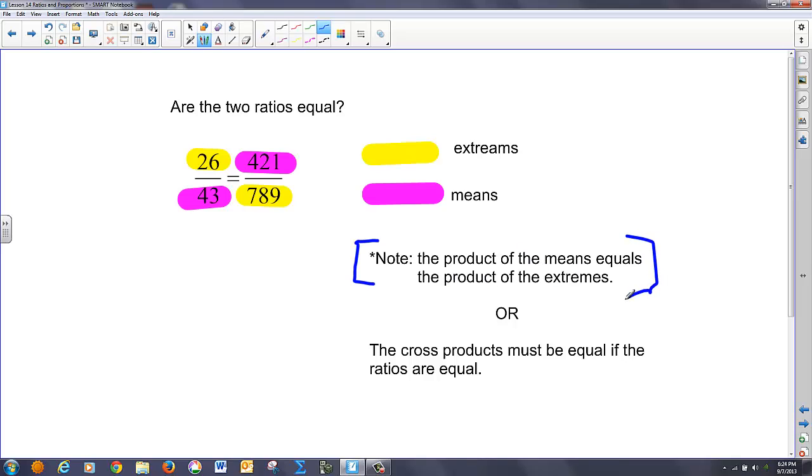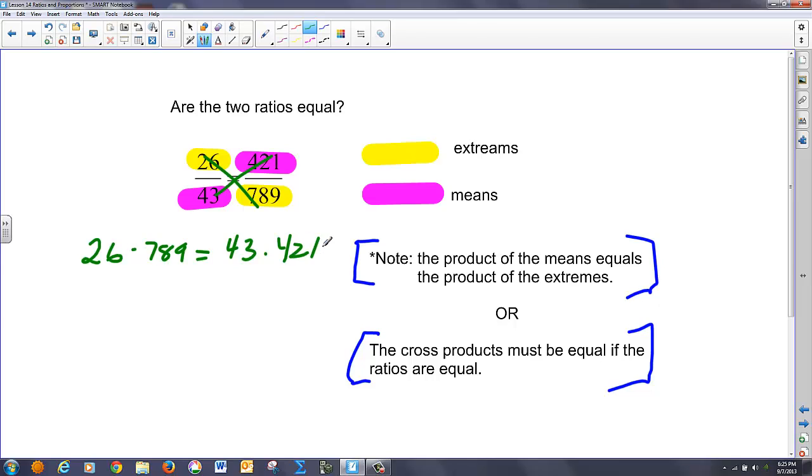Nobody ever remembers that, okay? But if you have equal ratios, then their cross products must be equal. So that's the one that most people stick to. So if I want to test if these two are equal, I take their cross products. And remember, product means we're going to take and multiply across. So I have 26 times 789, and that's supposed to equal 43 times 421.